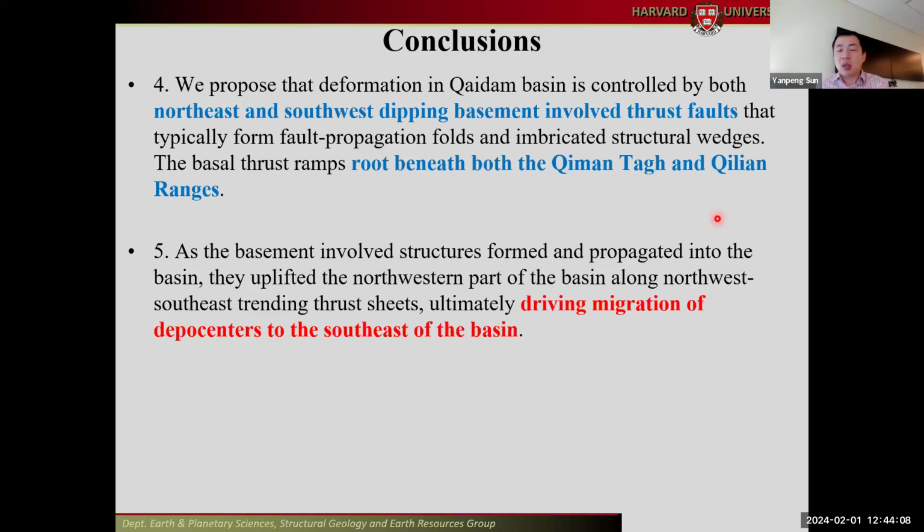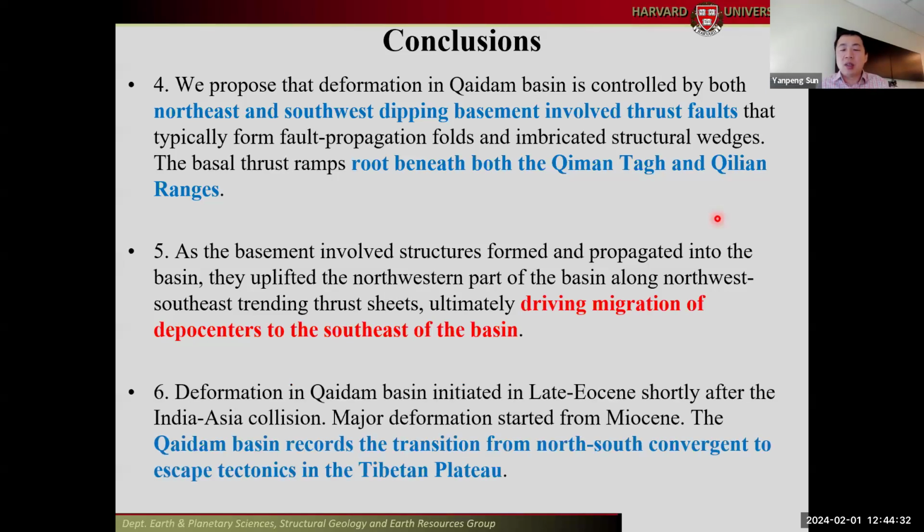And again, as I documented through both the deformation timing and also the deformation intensity across the basin, you see that it's really the mountain range along with the thrust fault, the structural faults on the side of the basin, that actually initiated deformation in the northwestern side, and then gradually drove the migration of depocenter towards the eastern side of the basin. And finally, the deformation in this Qaidam Basin recorded the two phases of the regional tectonics, from the initial north-south convergent tectonics to the escape tectonics.